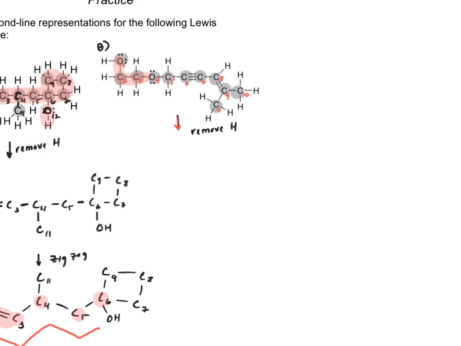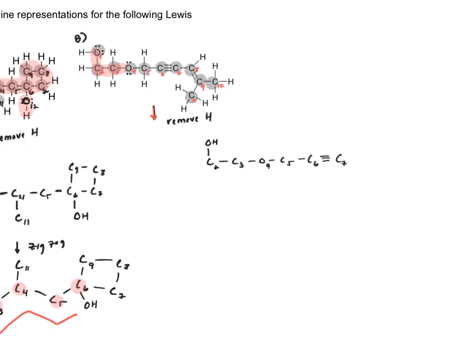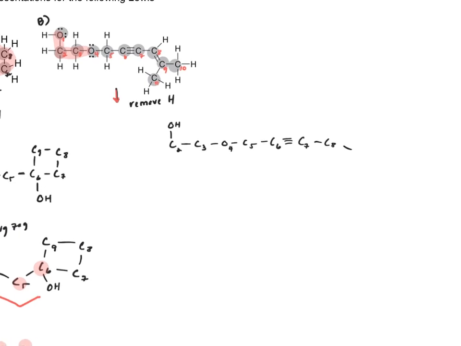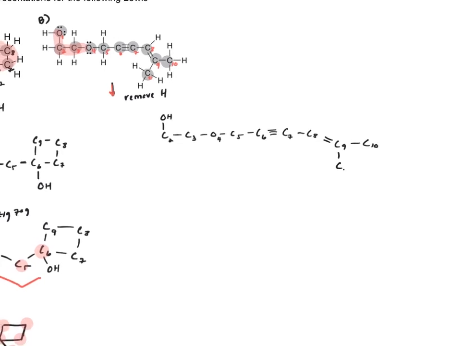So we've got an OH, no, I want black. So we've got an OH to carbon 2, carbon 3, oxygen, carbon 5 to carbon 6, which is a triple bond to carbon 7, which is a single bond to carbon 8, which has a double bond to carbon 9, which is single bond to carbon 10, and then again a carbon 11 here. So now we're going to zigzag.